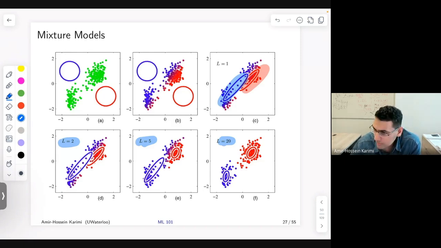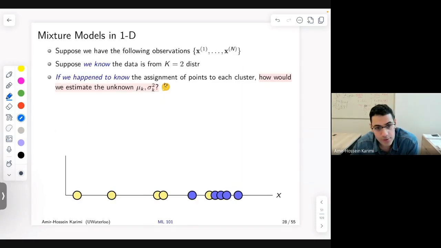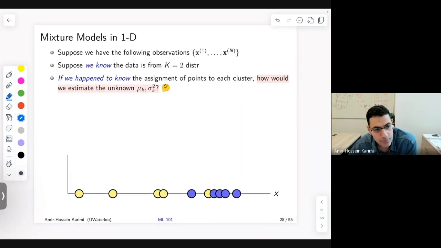Excellent. So let's talk about mixture models in 1D. Suppose we have the following observations as before, x1 to xn. Suppose we know the data is of two clusters. If we happen to know the assignments of points to clusters, as you can see, 5 of the points are in blue and 5 of them are in yellow. If we happen to know this assignment in advance, then we could use that information to estimate the unknown mu and sigma squared of each of those clusters.